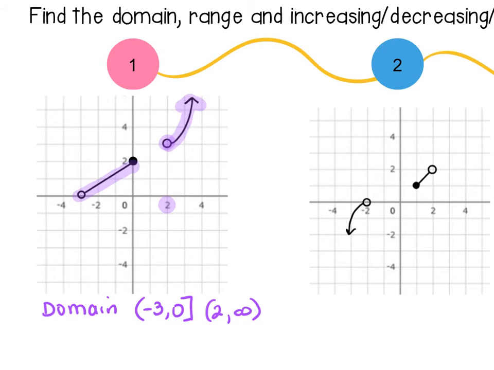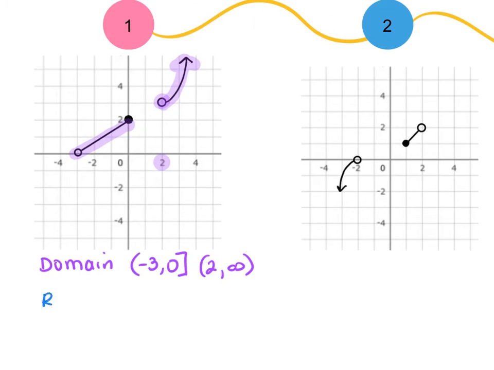So what's the lowest y value? 0. Open dot, closed dot? Open, so parentheses. Where does it stop next? 2. Open dot, closed dot? Closed, so bracket. Then there's a break again, right? So it starts again at 3. 3, open dot, so parentheses, and where does it stop? It doesn't, so I go to positive infinity.